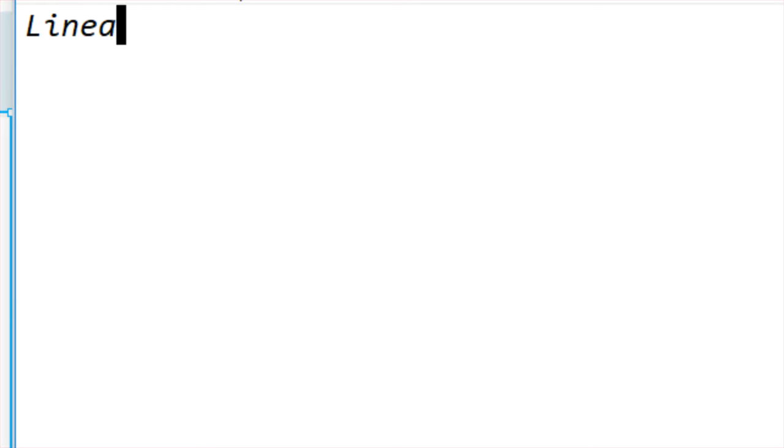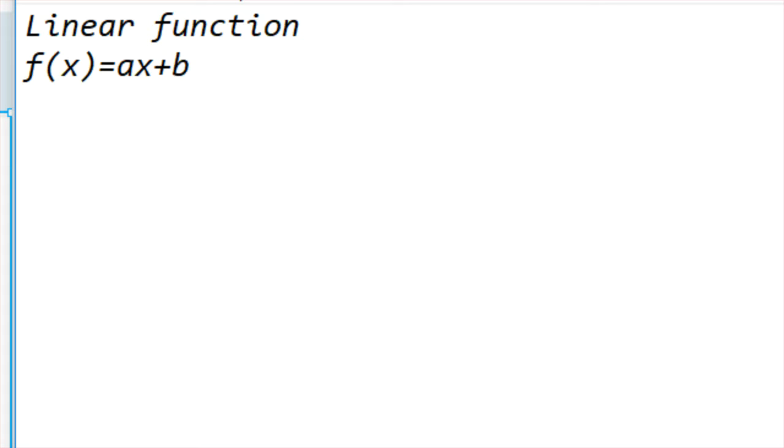A linear function can be defined as f of x is equal to ax plus b, where a and b are constants. Now let us see an example.